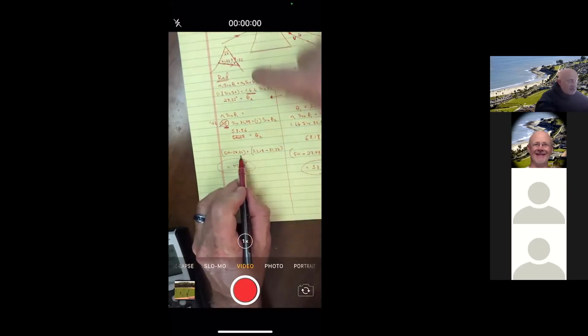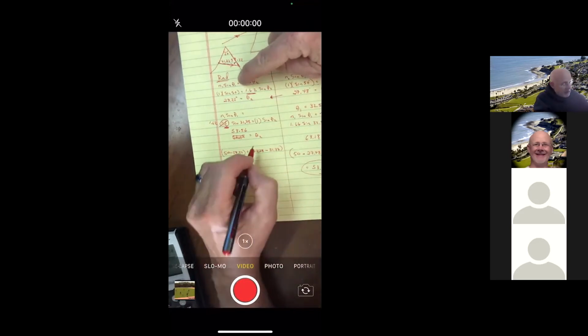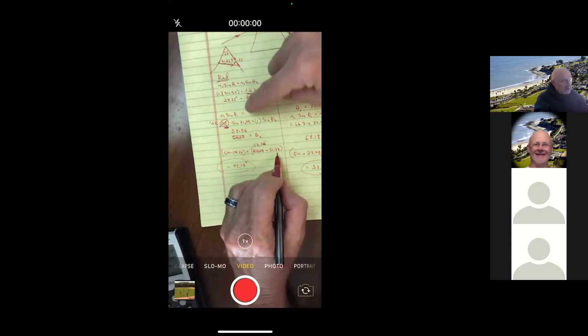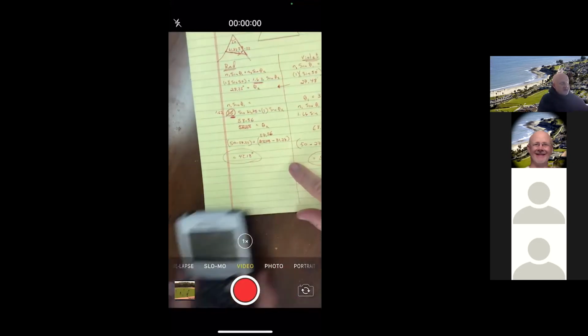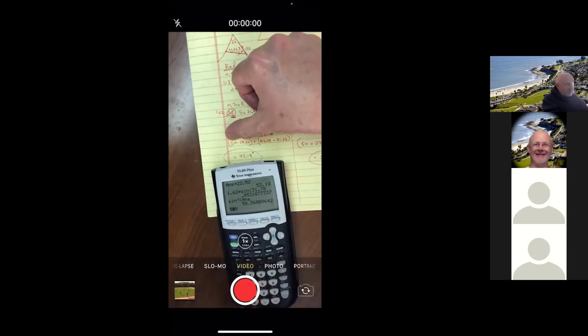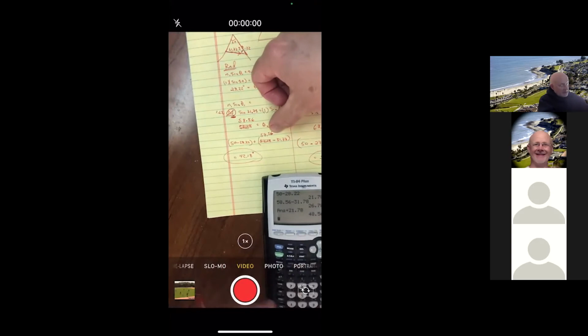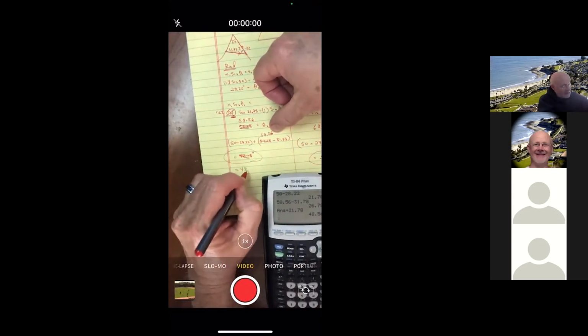50 minus 28, that's from the first one. But then this right here would be the 58.56 minus the 37.58. So let's try that again. So 50 minus 28.22. And the other one is the 58.56 minus 31.78. And if we add those two together, we get 48.58.